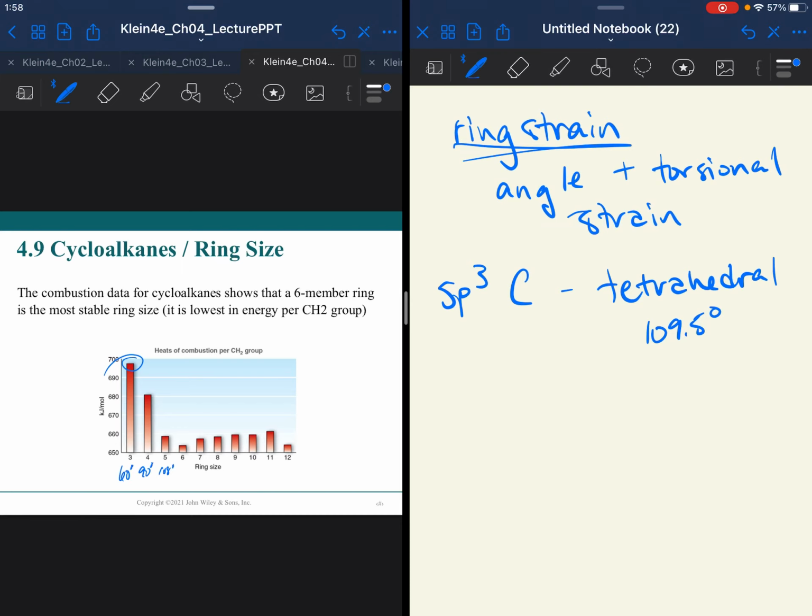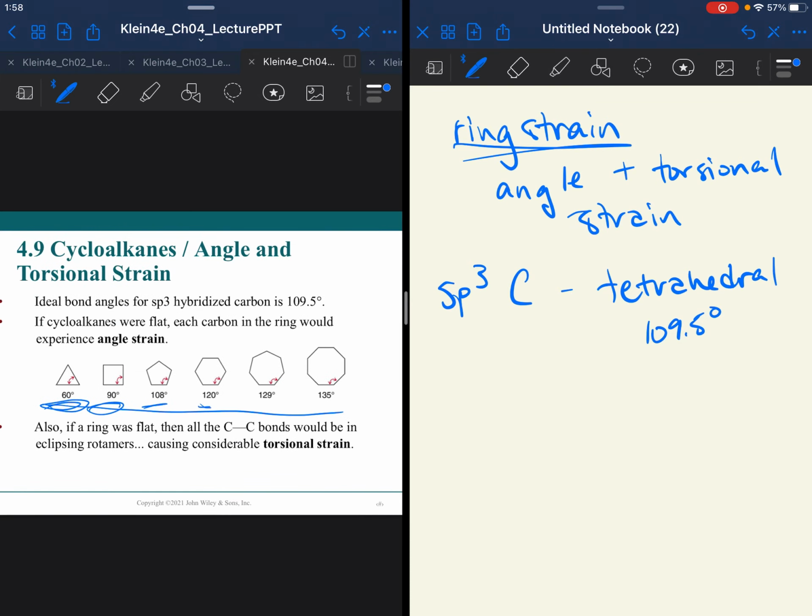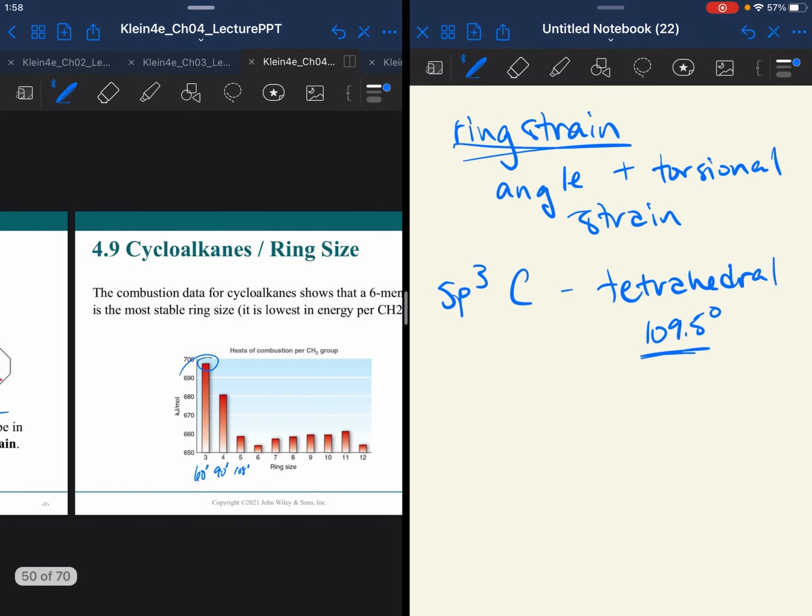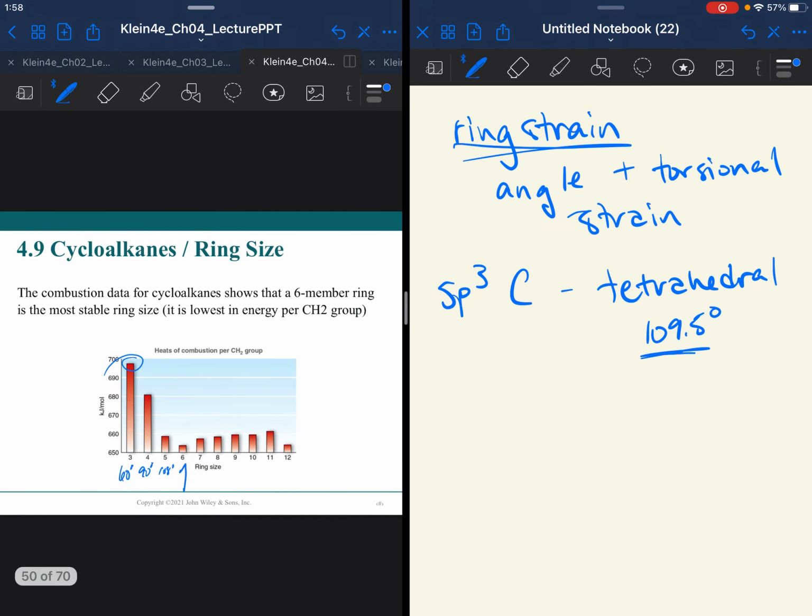But something surprising, right? Our 6-membered ring, 120 degrees is getting further away from 109.5. So you might expect it to go up. But in this case, it actually goes down. That 6-membered ring is really interesting. There is a reason why.